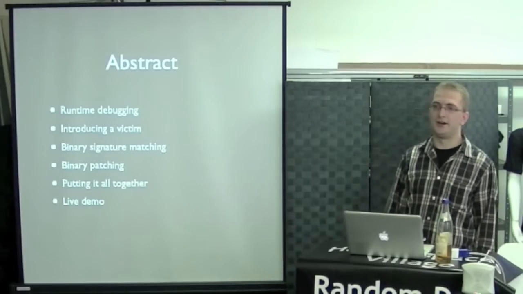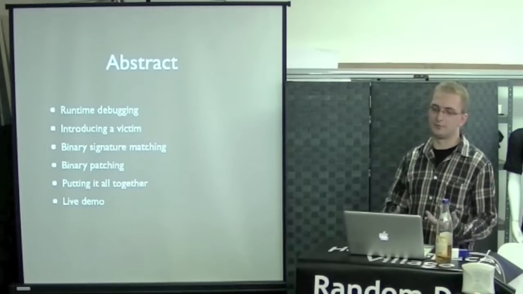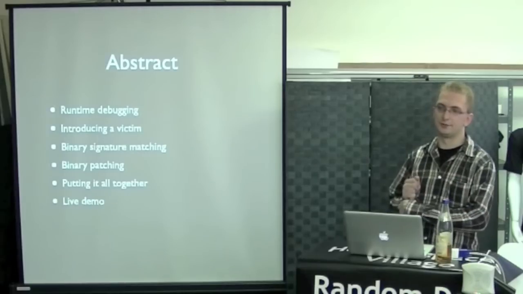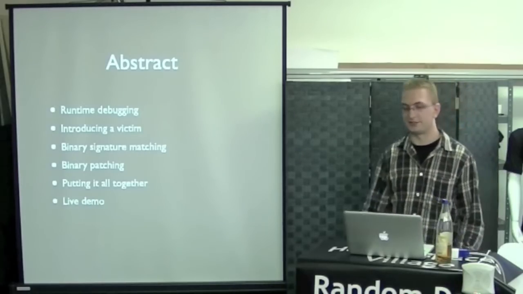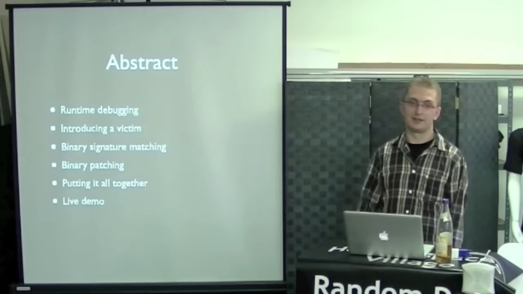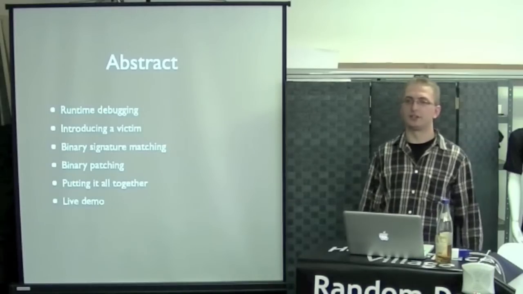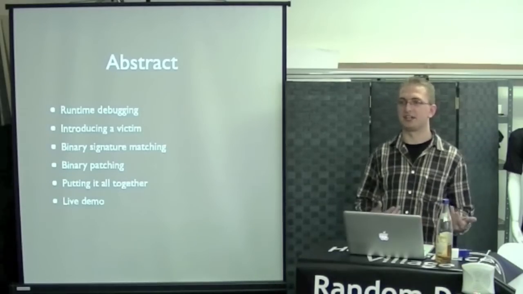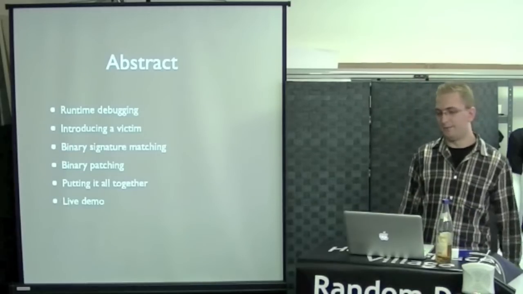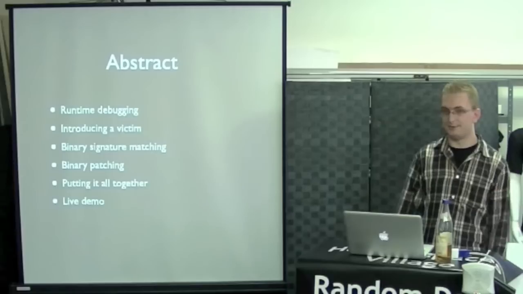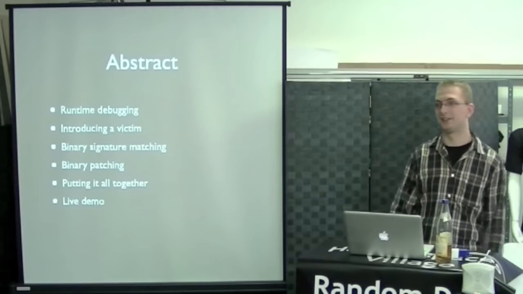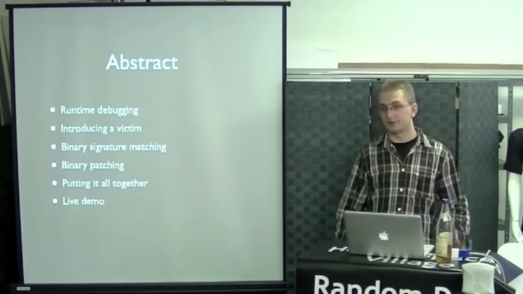Okay, so first of all, some abstracts from my talk, what we will be discussing today. First, I'll give you a short introduction to runtime backdooring, what it is, etc. Next, we need some victim to actually apply it on. We'll talk about binary signature matching, binary patching, you know, complicated stuff. Finally, we will talk about putting it all together. I've made an actual product that you can clone from GitHub after the end of this presentation, and we'll do a short live demo.